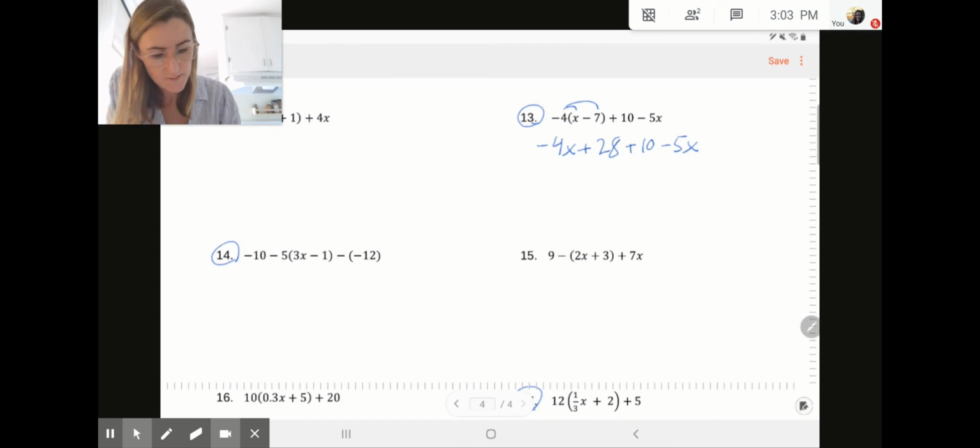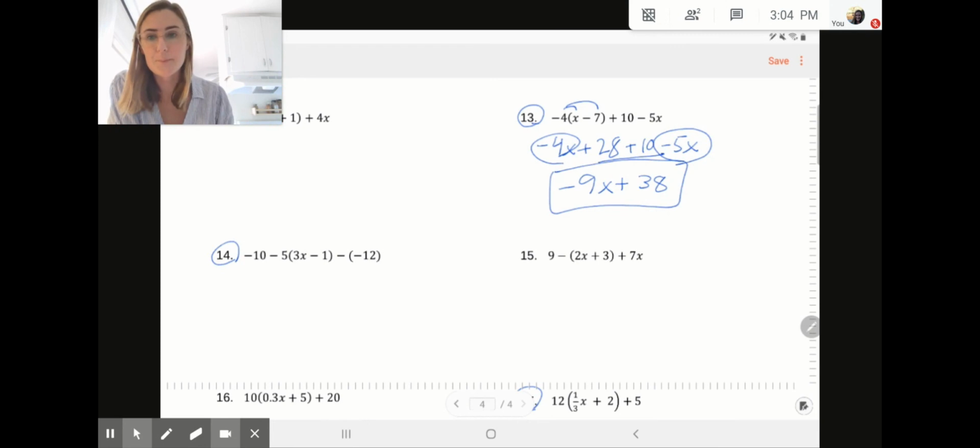Now I can see that 28 plus 10 will be 38. And then I have a negative 5x and a negative 4x. This is going to be negative 9x plus 38. Number 14, there are a lot of negatives, which is why I chose this one, because we have to be very careful when we're distributing negative to both terms. We have to first distribute it to both terms. Sometimes we forget that second one. And we have to make sure to change it to a plus sign.